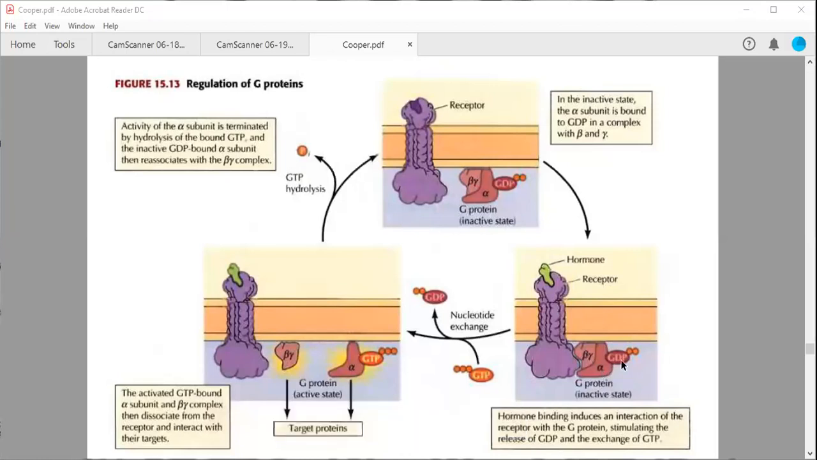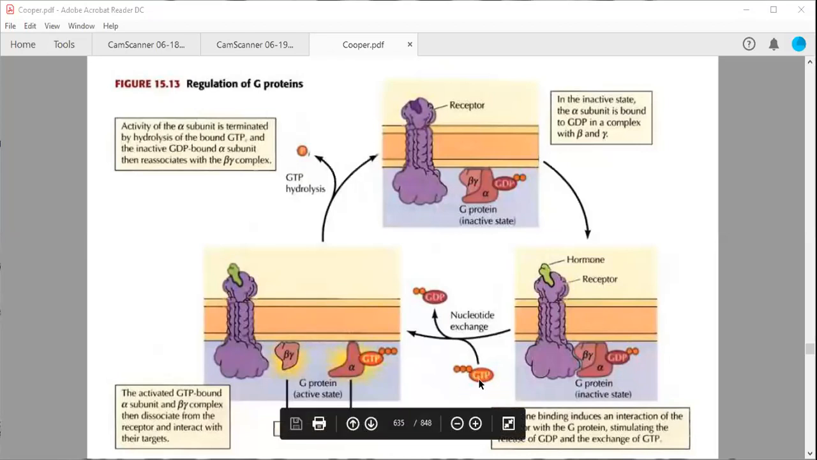Because we know in the cytosol there is lots of GTP, the GTP concentration is more compared to GDP. So finally, when it pushes this subunit, it leads to a conformational change in alpha, so that the affinity for GDP will decrease and GTP will replace this GDP.